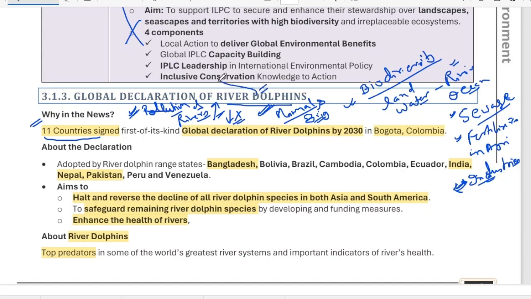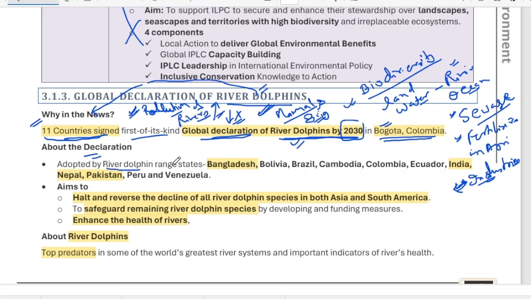Given this background, this news becomes important: 11 countries have signed a first of its kind global declaration of river dolphins by 2030 in Bogota, Colombia. In Bogota, Colombia, the global declaration of river dolphins has been launched. What is this declaration all about? What does this declaration say?